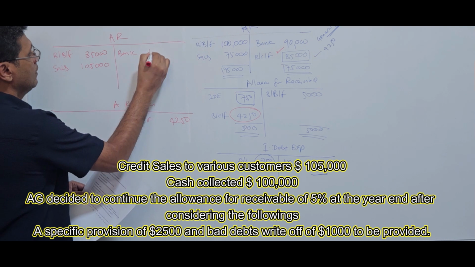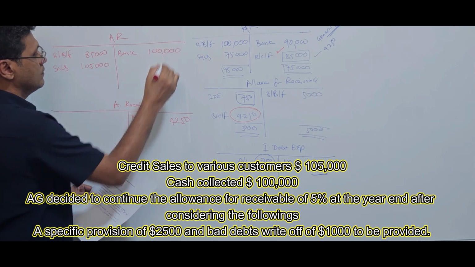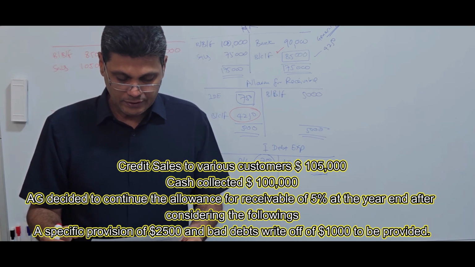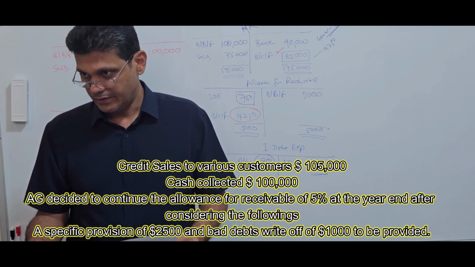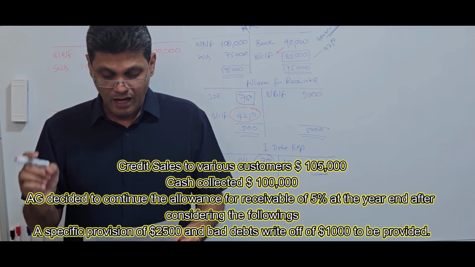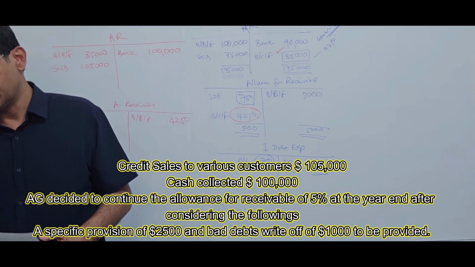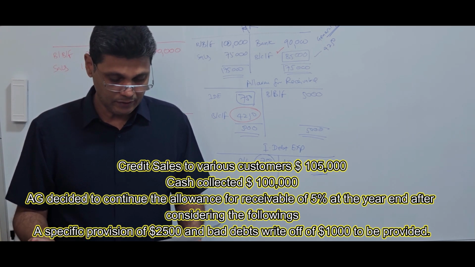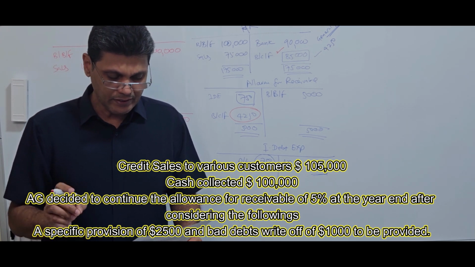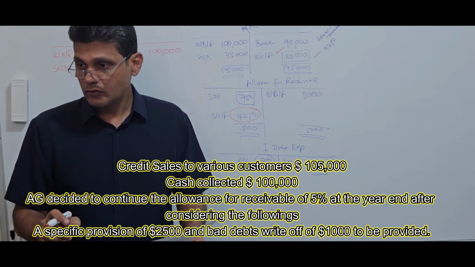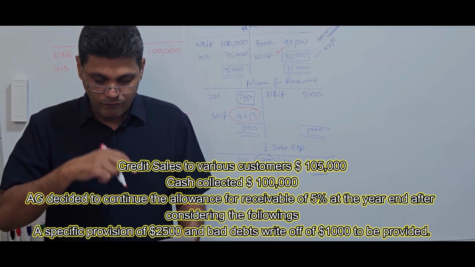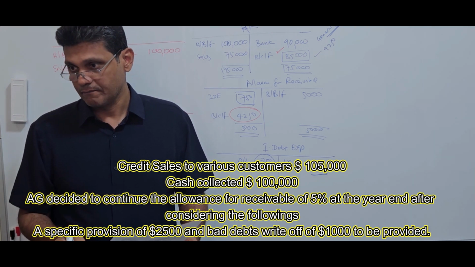How much? 100,000. Now AG decided to continue the allowance for receivable of 5% at the year end after considering the following. There are some additional things you need to do. You are given a specific provision of 2,500 to be provided, plus a bad debt write-off of 1,000. Okay.